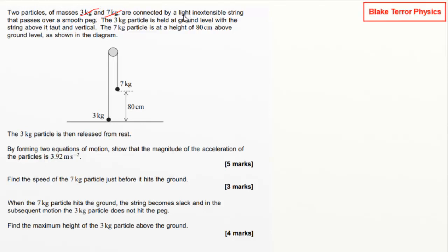Two of our assumptions there are key to our approach, but they're not explicitly going to be in our answer, but we never want to forget these things. The 3 kilogram particle is held at ground level, that's marked on. The string above it is taut and vertical, another one of our assumptions. The 7 kilogram particle is at a height of 80 centimeters above the ground, so we've got that. Everything that's in here is in the diagram, so we don't really need any of that text anymore.